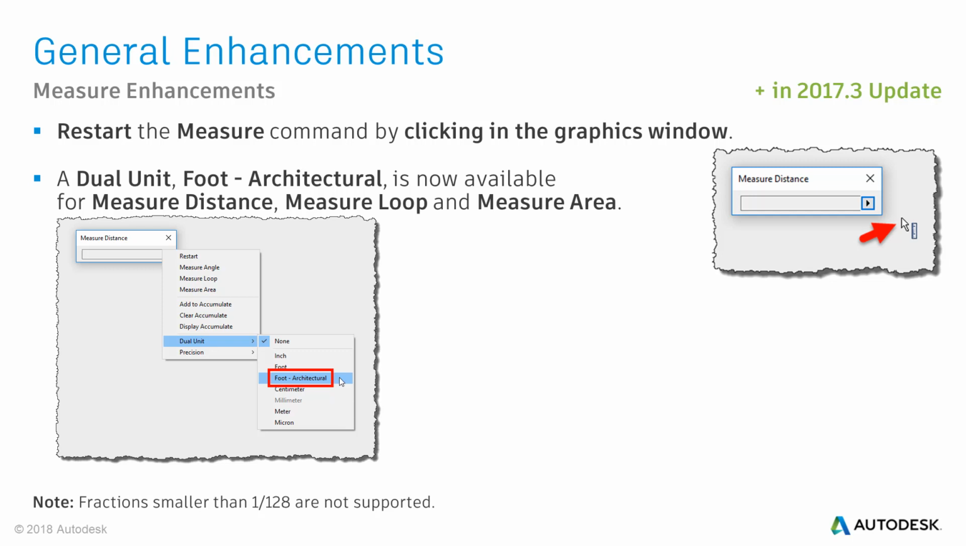You also get the dual unit foot architectural displayed for the measure distance, measure loop, and measure area commands in the measure dialog box now.